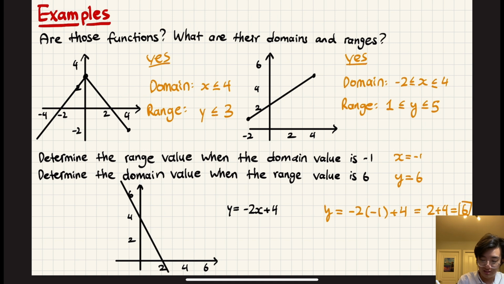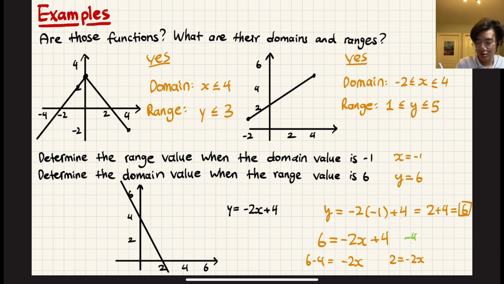Similarly, when the range value is 6, we plug it back in. When y is 6, 6 equals negative 2x plus 4. We subtract 4 from both sides, so we get 6 minus 4 equals negative 2x, which is 2 equals negative 2x, which means that x is negative 1. So when the range is 6, x is negative 1.